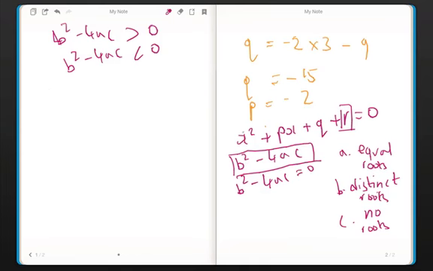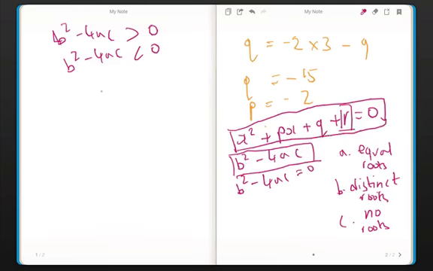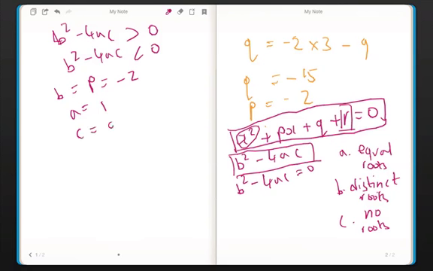So in our quadratic, the one that I'm highlighting right now, we know that b is equal to p, and p is equal to -2, and a is equal to 1, because the coefficient of the x squared term is 1. And now c is equal to q plus r. So solving this, we have b squared minus 4ac equal to 0.